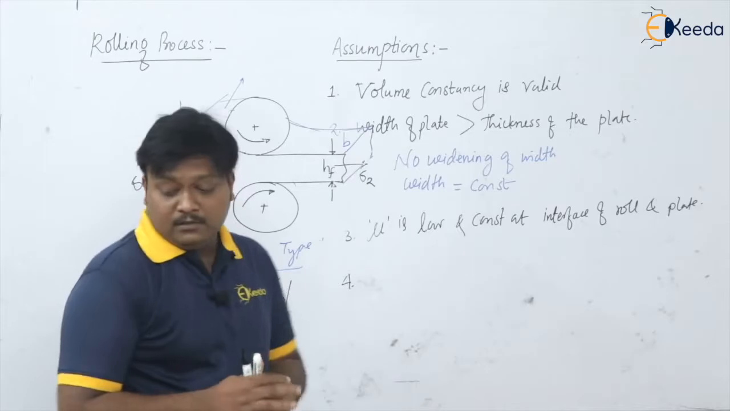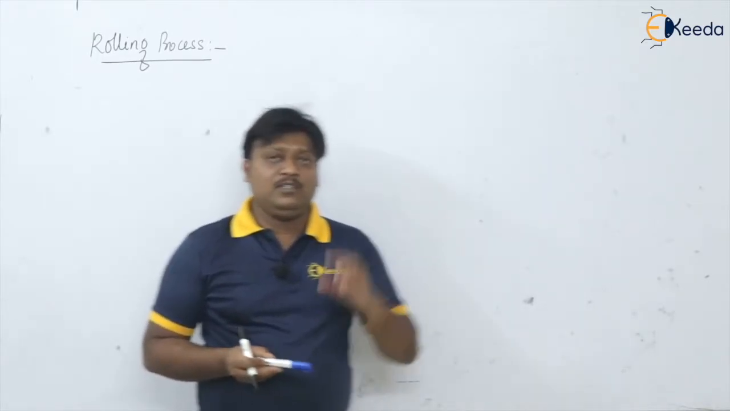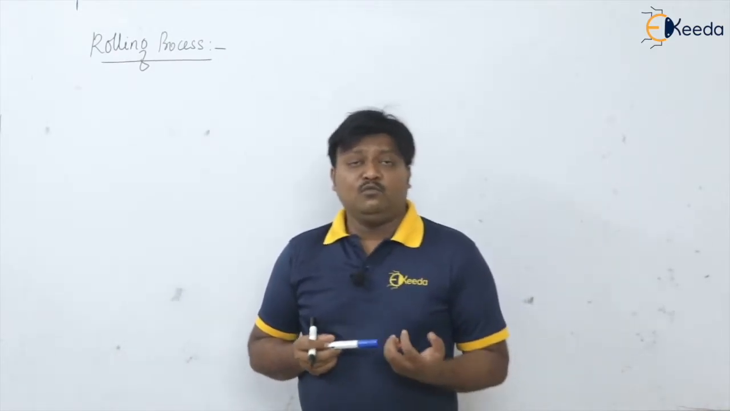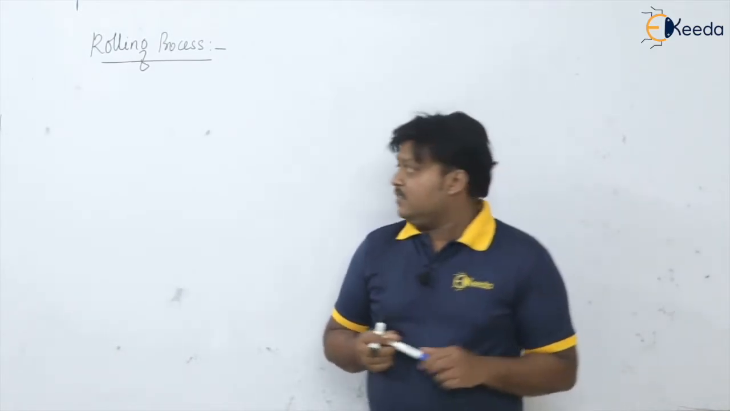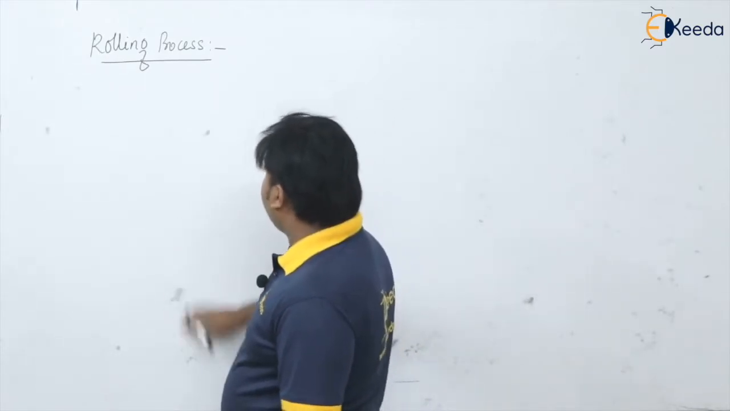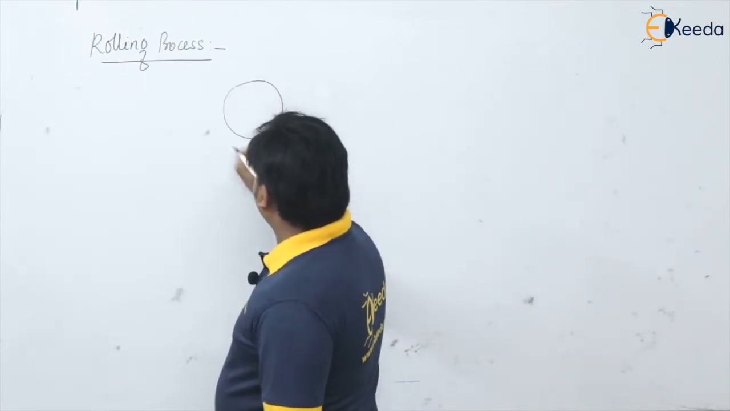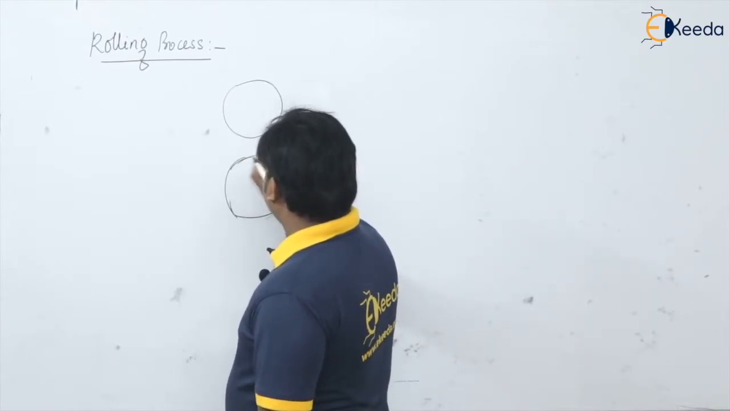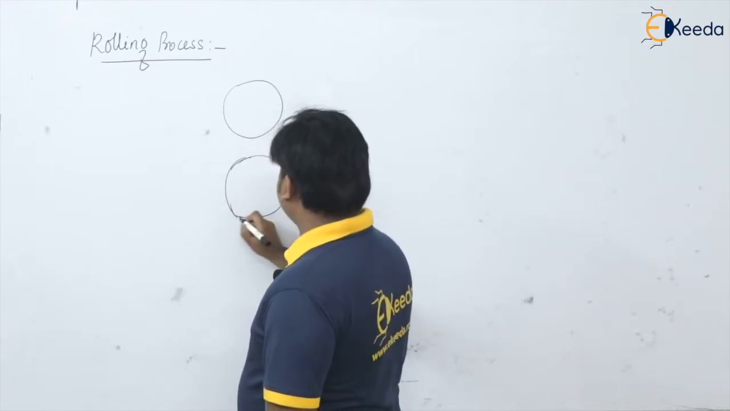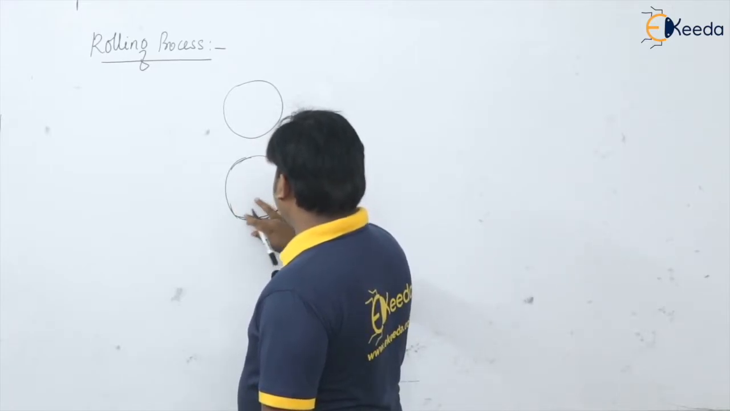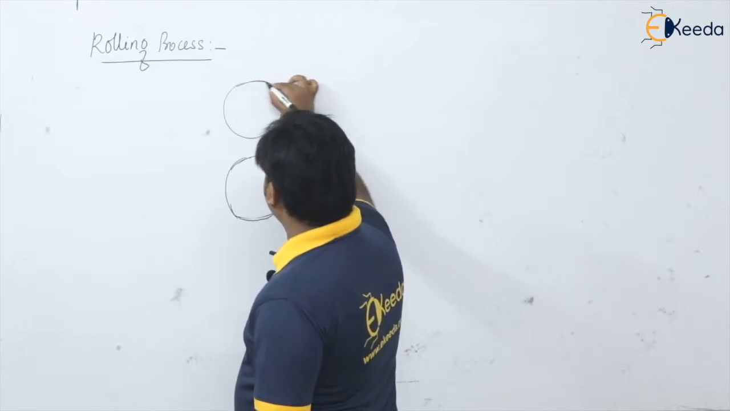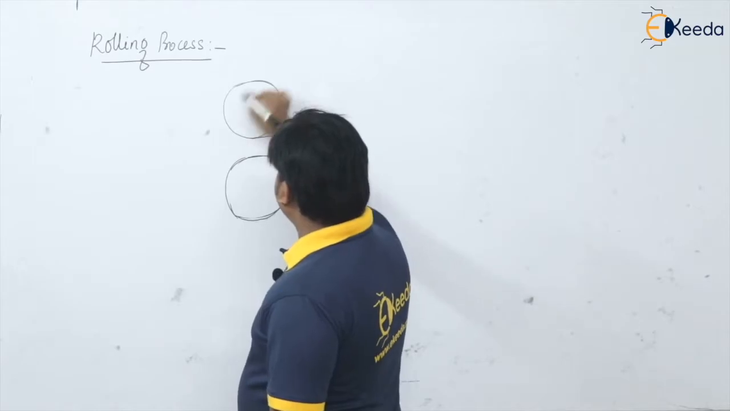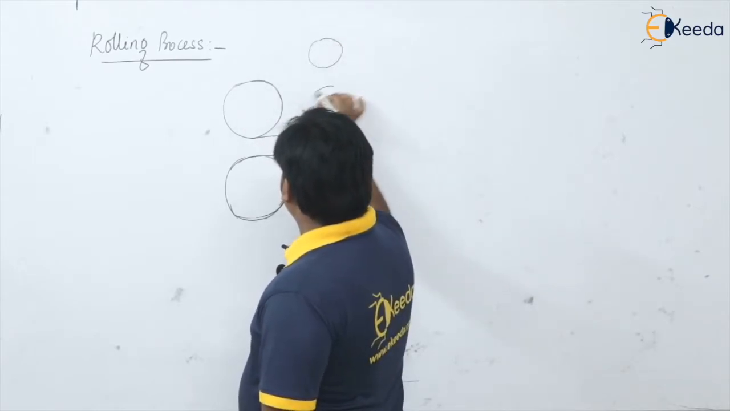Okay, please look at this. Now students, let us take the first assumption into consideration. What will happen when the volume constancy is valid? Again I will draw, these are the two rollers. Rollers have the same diameters and they are moving with the same velocities, which are constant throughout the operation. Please remember, it is not like one roller is this much and another roller is like this.